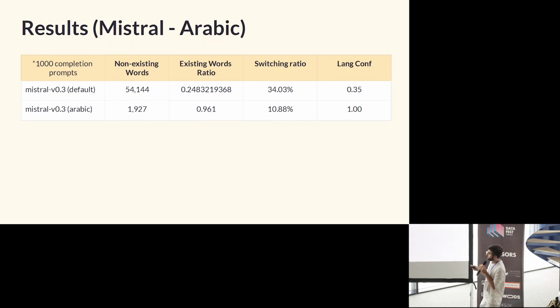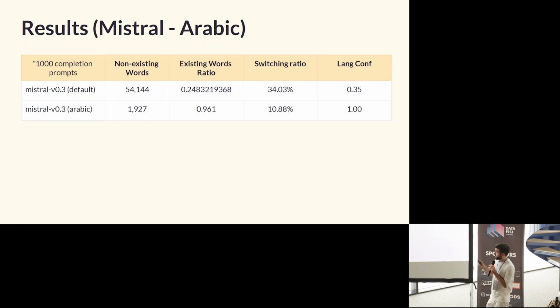You can also perceive it through the existing words ratio. Basically, only 24% of the words in the results existed, and it increased to 96%. And the switching ratio dropped from 34% to 10%. The language confusion is a much simpler metric. So you see here from 35 to 1.